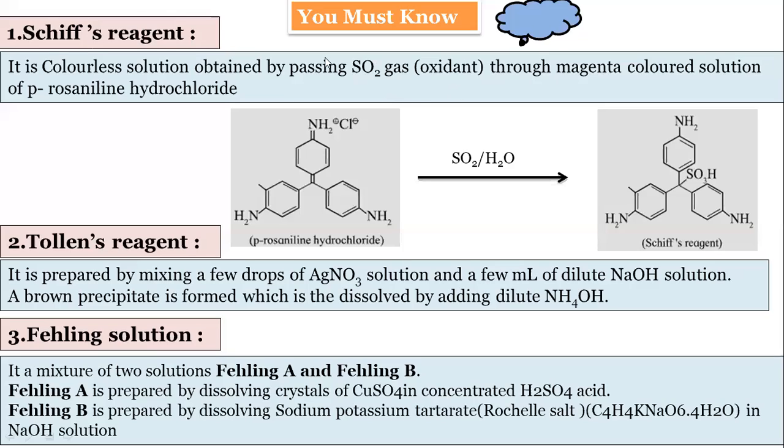This is extra knowledge I have given, which will not be asked in the exam. How is the red magenta color of Schiff's reagent formed? Schiff's reagent is para-rosaniline. Don't remember these structures. I have given this for information purposes. What is actually happening, and how is the red or magenta color formed?